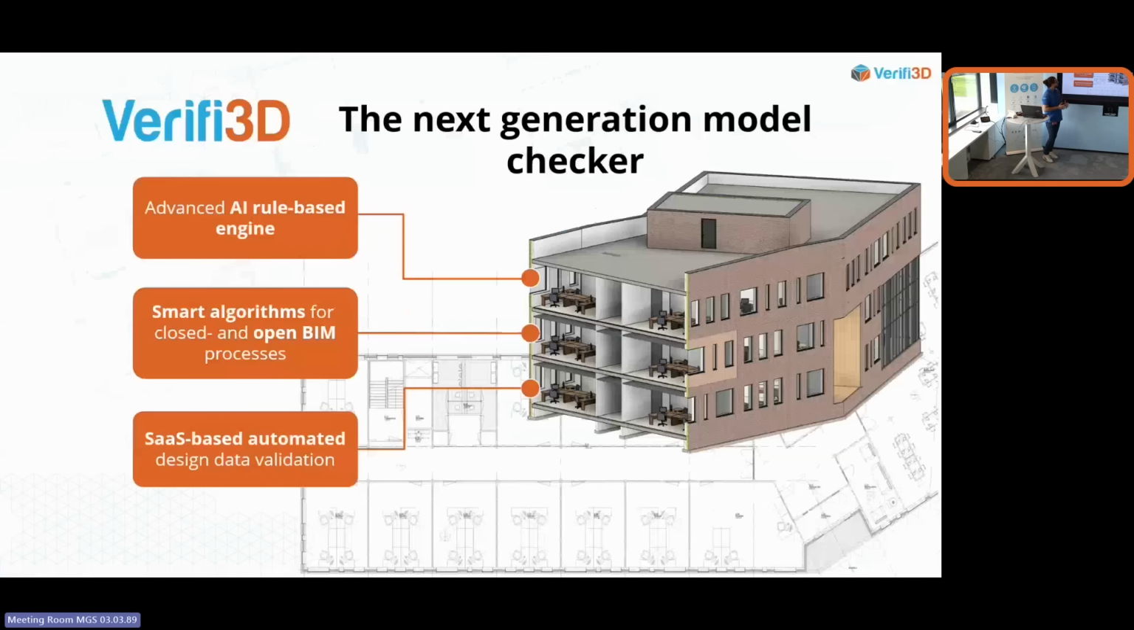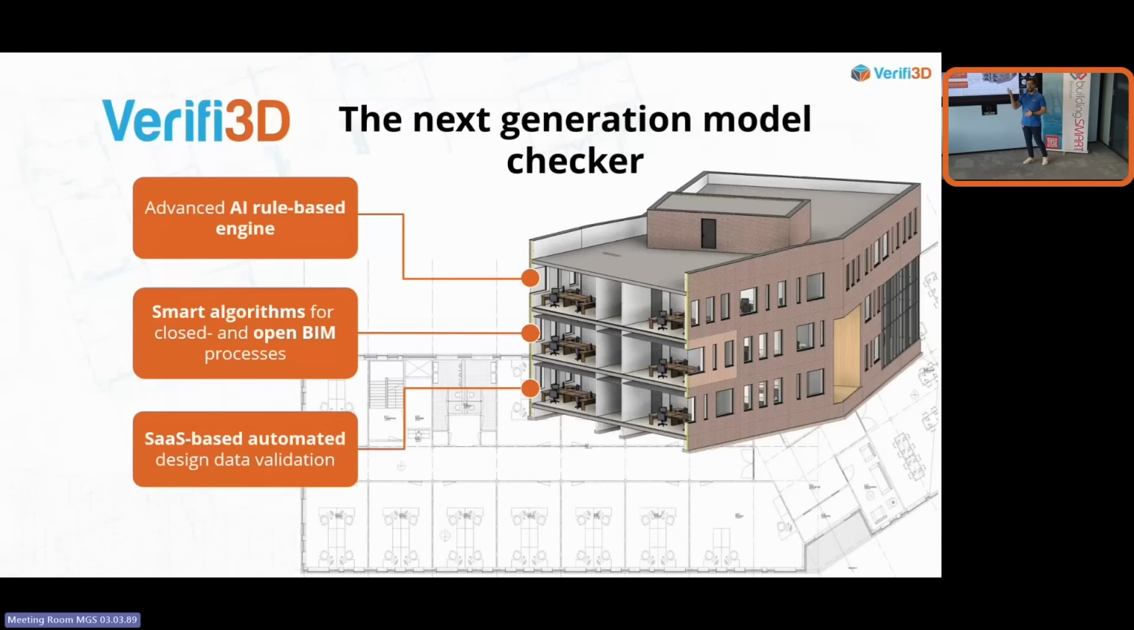Now, what makes Verified different from the other tools is that it offers an advanced rule-based engine where you can create customizable data checks, rule checks, however you want to call it. So we can do clash checks. We can also do IDS checks, just like I'm going to show you in this session. Also, it has some smart algorithms, which help in having more open BIM processes. At the same time, we still support the closed BIM process through other file formats. But mainly in this part, I'm going to show you how we handle IFC files and how we check them according to the IDS, the Information Delivery Specification. And of course, it is a software as a service based automated design data validation system.